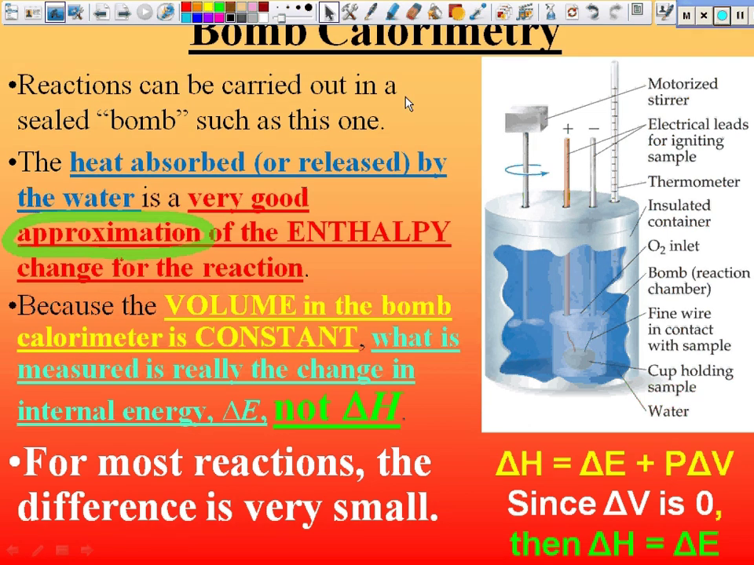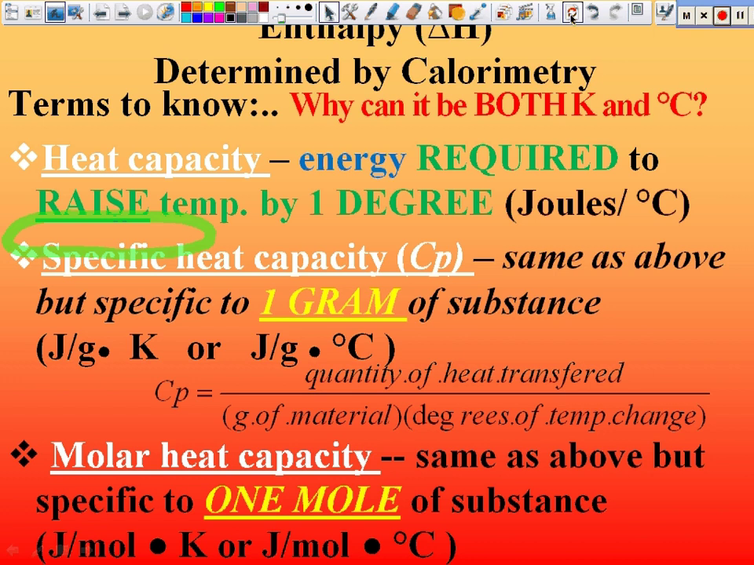All right. So, again, enthalpy. And this is what we're going to talk about. This is a little bit more specifics. Terms to know: heat capacity, specific heat capacity, and molar heat capacity. The one that we're going to focus on is the one in the middle, specific heat capacity. So if you're circling or highlighting things, this is the one that you need to highlight.